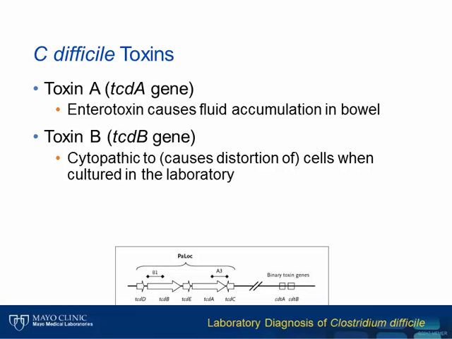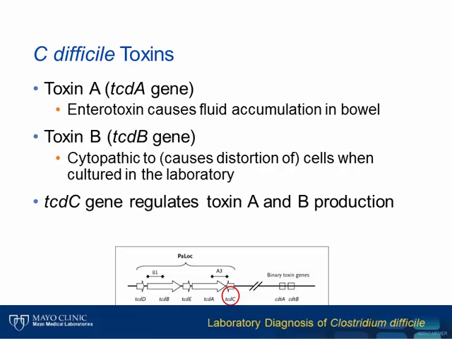There are several C. difficile toxins. Toxin A, encoded by the tcdA gene, is an enterotoxin that causes fluid accumulation in the bowel. Toxin B, encoded by the tcdB gene, is cytopathic to, or causes distortion of, cells when cultured in the laboratory. Genes encoding for toxins A and B are present on the pathogenicity locus.